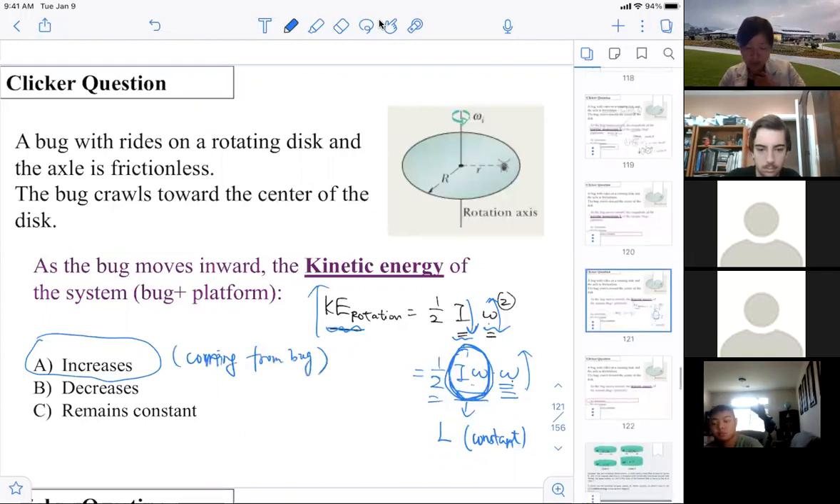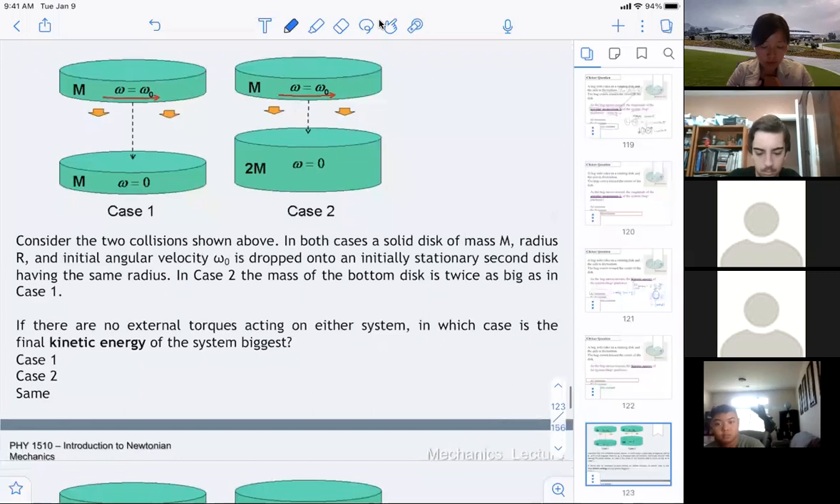All right, excellent. Let's take a quick look at this one from your pre-lecture or bridge questions. It has to do with two rotating discs. You're dropping one of them onto another. So one of them is rotating, the other one wasn't. The difference between two cases: you're dropping one of them onto another equal mass, and then in the second case, you're dropping them onto two times the mass. After you drop it, the entire disk will start rotating together. So now it's asking, in which case is the final kinetic energy of the system the biggest?